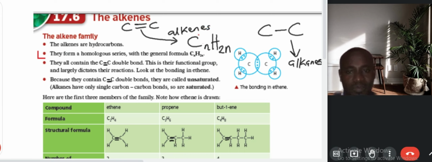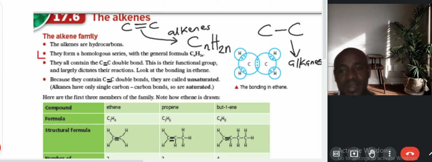n represents the number of carbon atoms. So if, for instance, you have ethene with 2 carbon atoms, there will be 4 hydrogen atoms. So the formula of ethene will be C2H4. Propene with 3 carbon atoms, we have 6 hydrogen atoms. So the formula of propene is C3H6. Also butene or but-1-ene with 4 carbon atoms, we have 8 hydrogen atoms. So it will be C4H8 for but-1-ene.